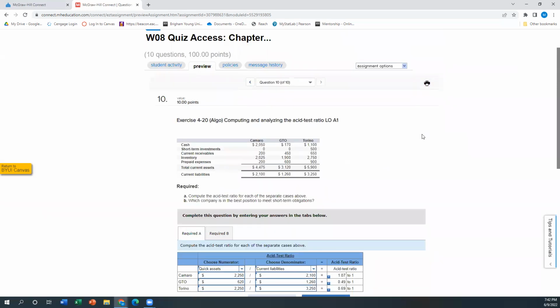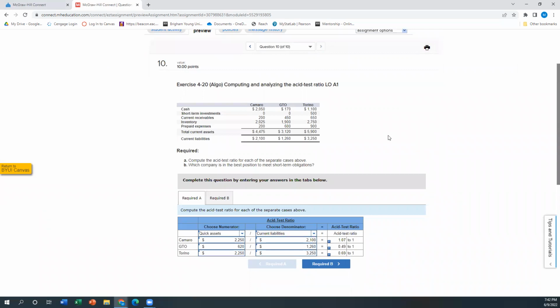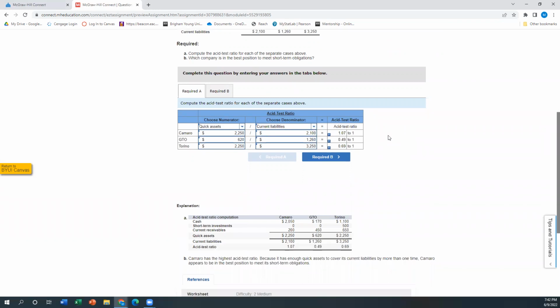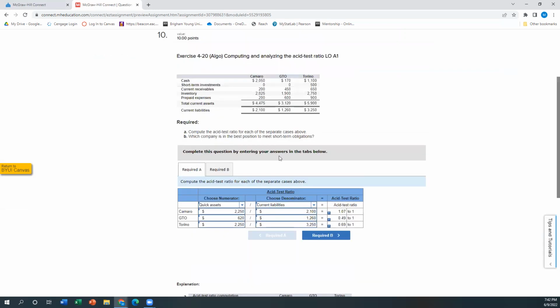So on number 10, we have acid test ratio. And so our acid test ratio is our quick assets divided by our current liabilities. And our quick assets are typically our cash, our short-term investments, and our current receivables. That's what we're going to call our quick assets, okay? So in the case of Camaro, we're going to have cash plus current receivables, but we have no short-term investments, so that's going to give us 2,250 divided by the current liabilities of 2,100 gives us 1.07.